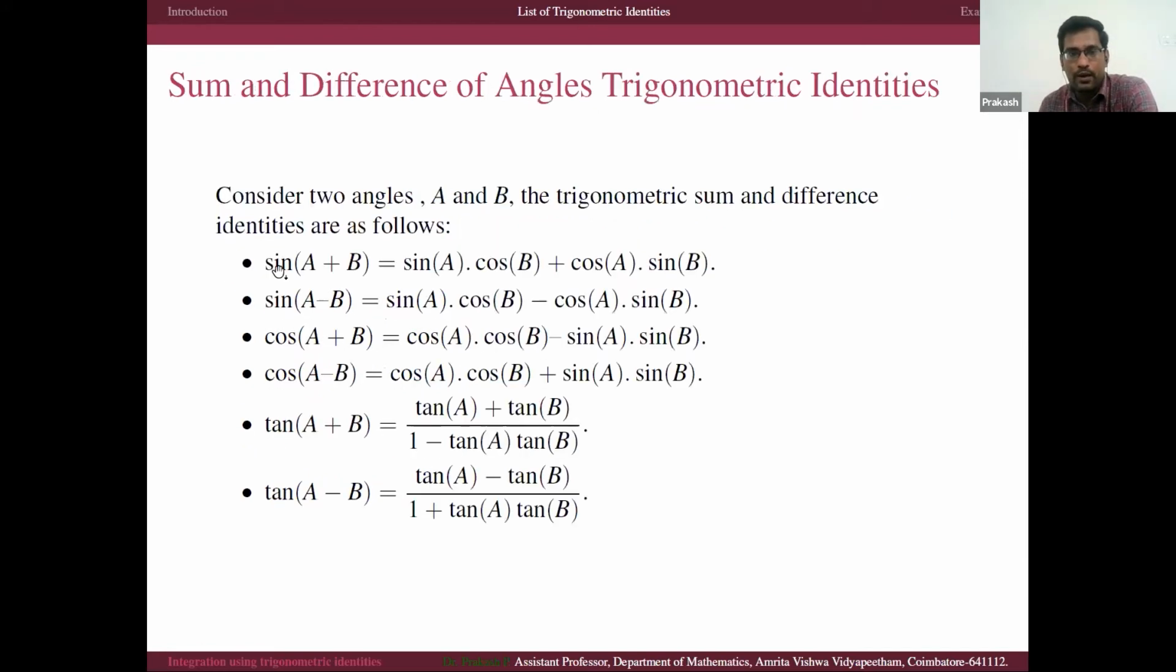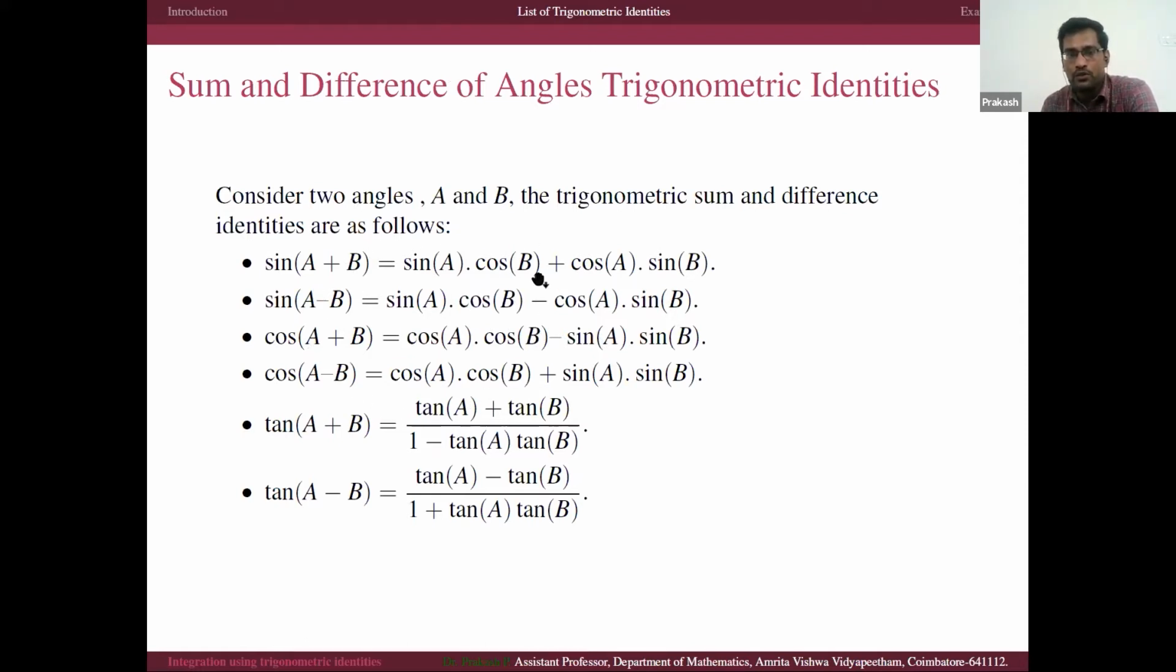The next one I also mentioned on the whiteboard. Sine of a plus b is sine a cos b plus cos a sine b, and sine of a minus b is sine a into cos b minus cos a into sine b. These are important identities.